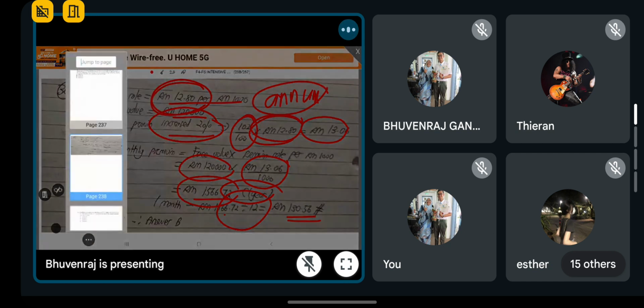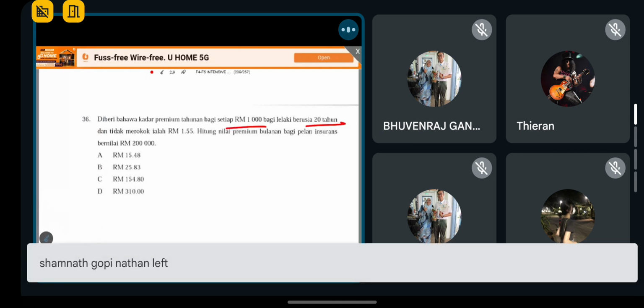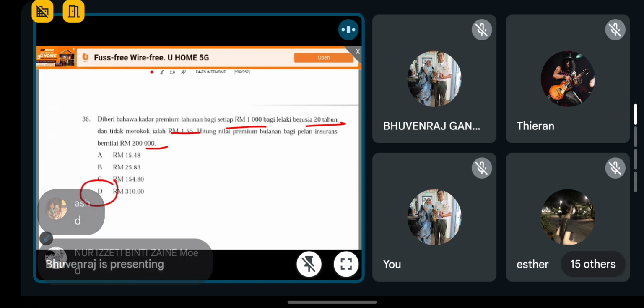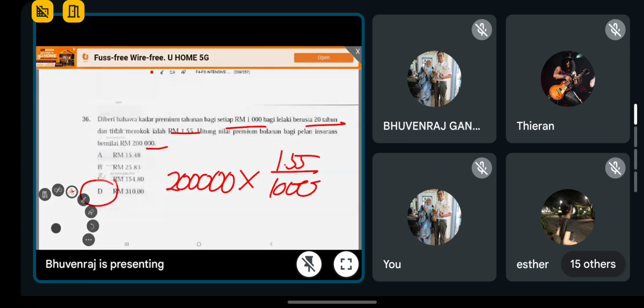So next one. Ada banyak soalan kat sini, so you all can try a lot. This one I think quite easy, guys. So this one I think quite easy. You all just take 200,000 nilai muka, the face value, times with 1.55 kadar premium bahagi RM 1000. Okay, then you will get the answer. So next one.